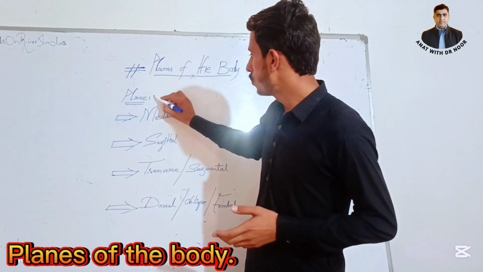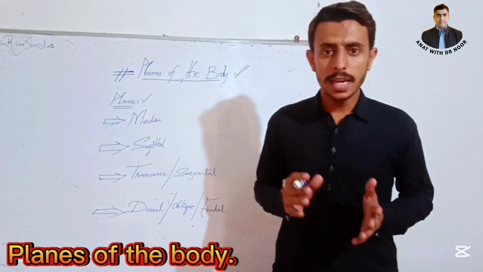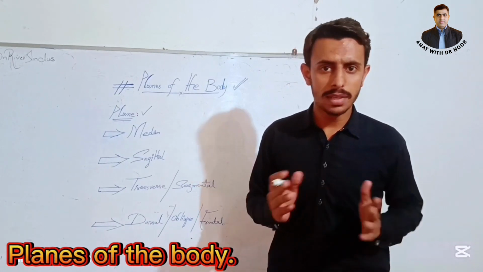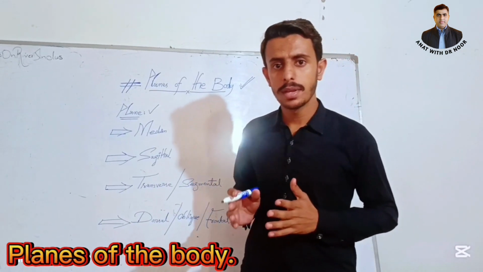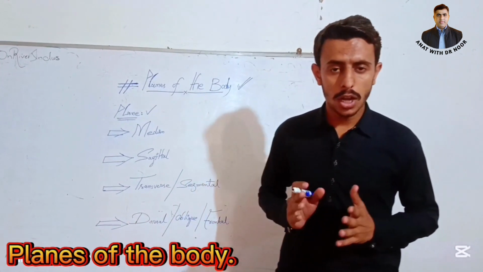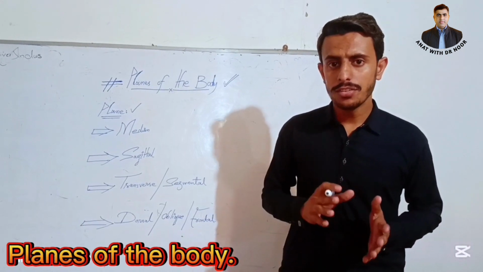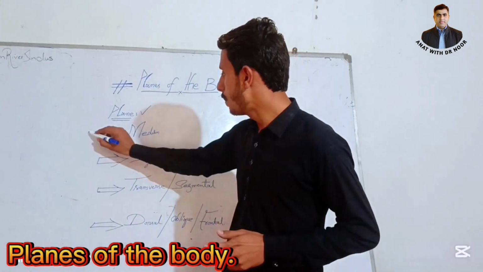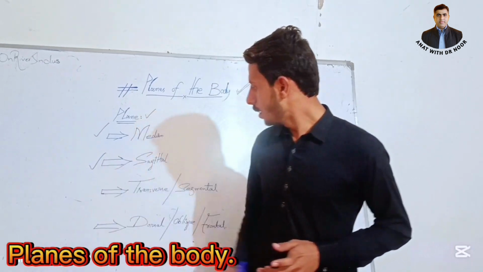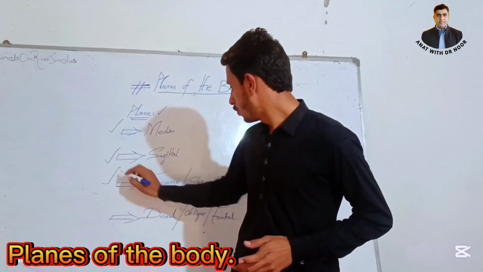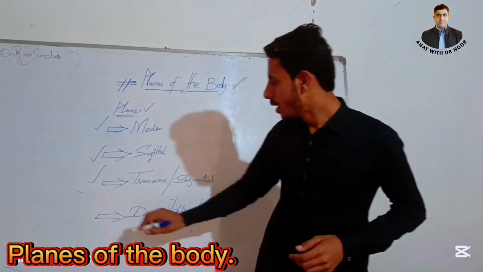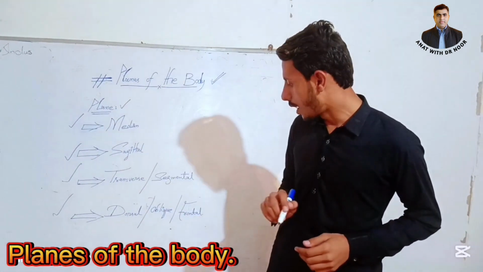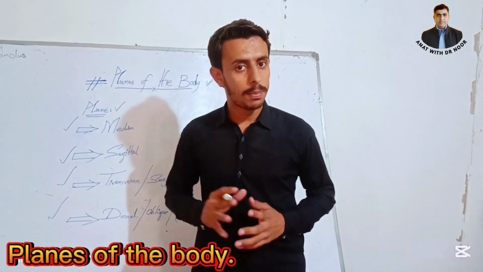Now we must know what a plane is. A plane is a real or imaginary surface along which 2 points can be connected by a straight line. It has 4 types. One is a median plane, another is a sagittal plane, and transverse, which is also known as a segmental plane. After that, the dorsal plane, also called dorsal, oblique, or frontal. These are all names of the dorsal plane.